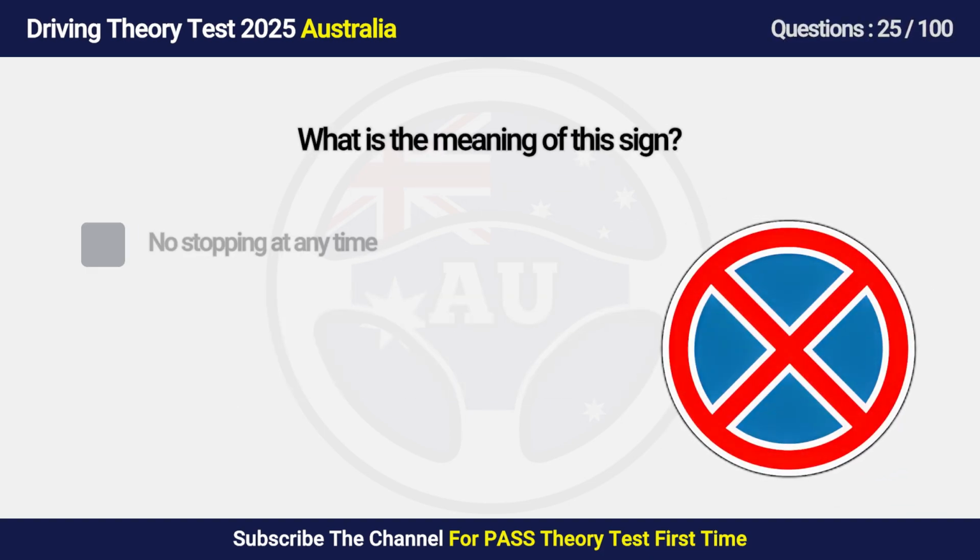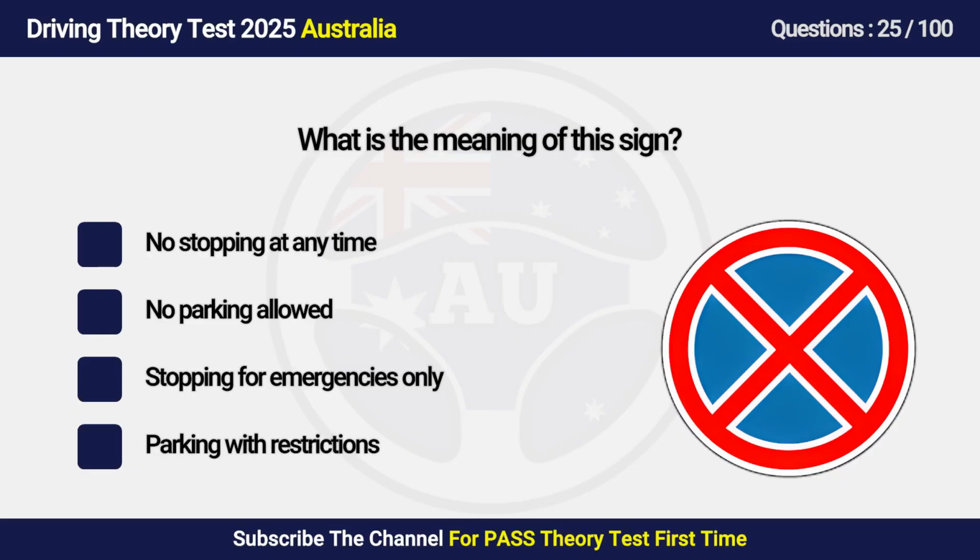Question 25. What is the meaning of this sign? A. No stopping at any time. B. No parking allowed. C. Stopping for only. D. Parking with restrictions.